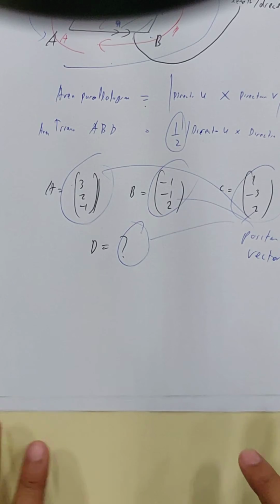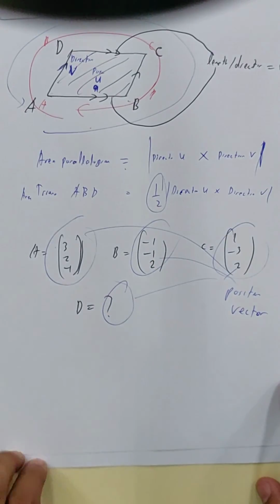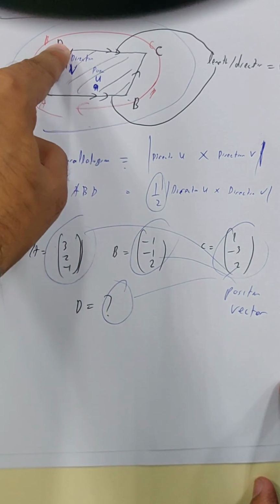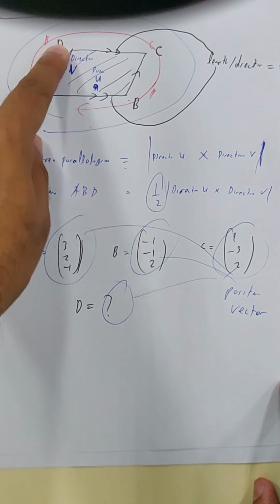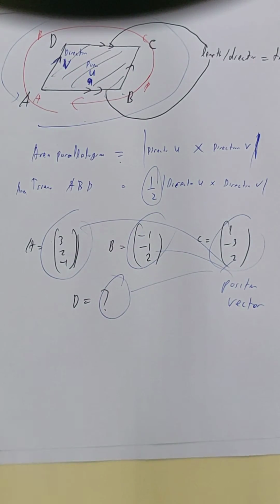Okay, why does it matter so much? It's a position vector. If I ask for the area of the parallelogram, can I do A cross D? Give me the answer. You cannot. You must have the direction U. You must have the direction V. So that's why it's dangerous.